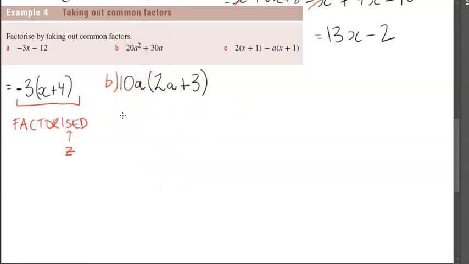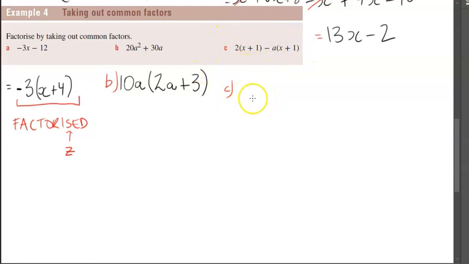It's a reverse process of expanding. We want to put brackets there. Now, what happens if there are already brackets in the question? What happens if we've already got brackets? We're looking for common factors. We're looking for factors or any term that you see that are in common between two of the terms here.